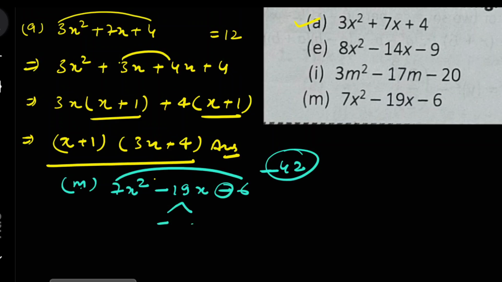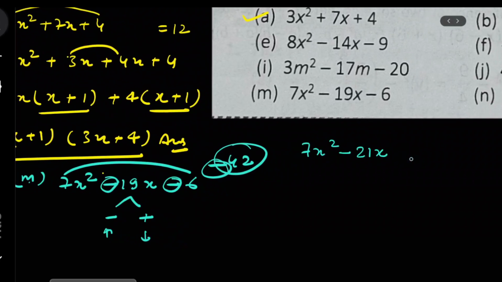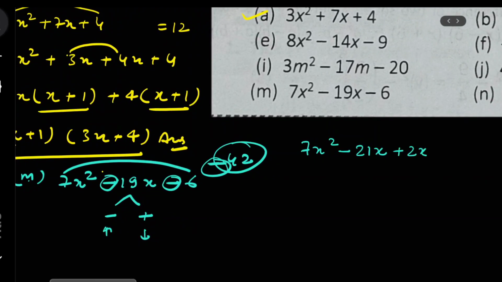One will be minus and the other will be plus, because here is a minus. As you can see here, 19 is minus, so the bigger number will contain the minus sign and the smaller number will contain the plus sign. Okay, so we are going to split it as 7x square minus 21x and plus 2x minus 6.